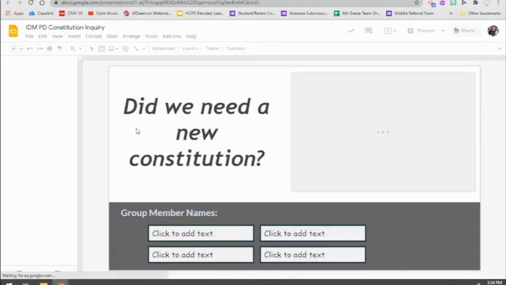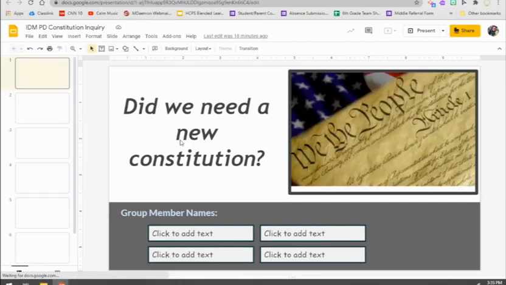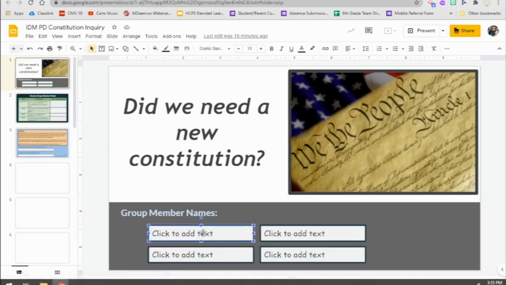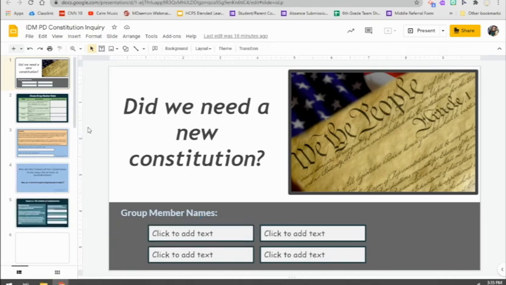And so on this first page, I have my compelling question: did we need a new constitution? And I'm having them write their names. This was just a strategy that I used for almost all of my assignments this year, having this click to add text as their cue that they need to write their answer. So you'll see that throughout the example inquiry.